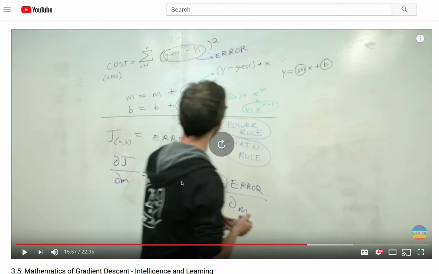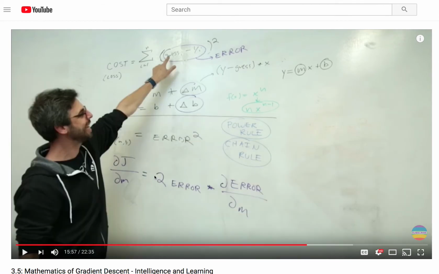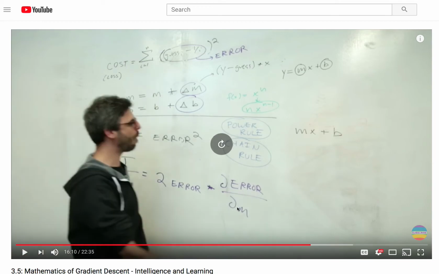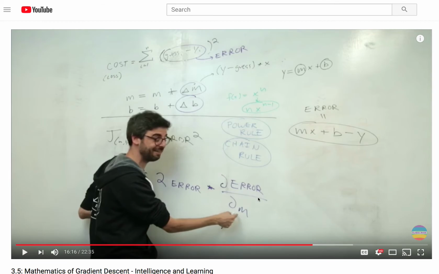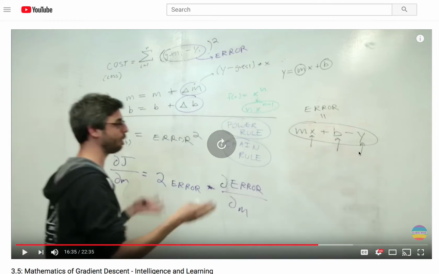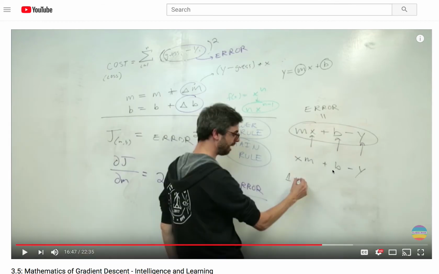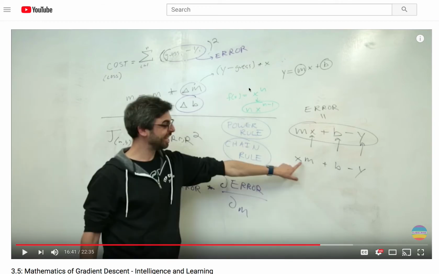So we're taking the power rule, putting the 2 down here, the 1 up here, and then we're applying the chain rule, which means take the derivative of error and multiply it by this expression. So here's the derivative of error with respect to m. Okay, so here we have what is error. This big old error expression is what he's talking about.